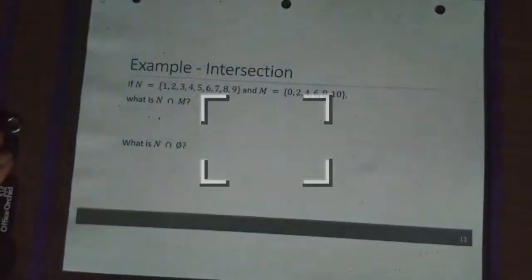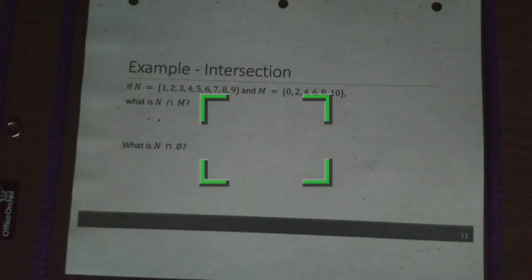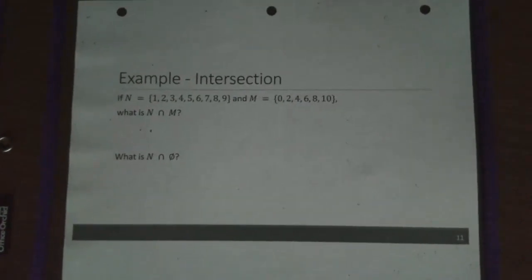So let's take a look at an example. If N is equal to the set that contains 1, 2, 3, 4, 5, 6, 7, 8, 9, and M is the set that contains 0, 2, 4, 6, 8, and 10, what is N intersect M? To be in the intersection, we have to be in both N and M. So I'm going to compare the sets and figure out what they have in common.